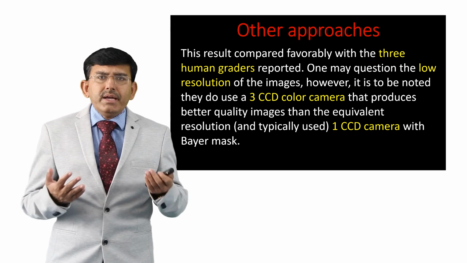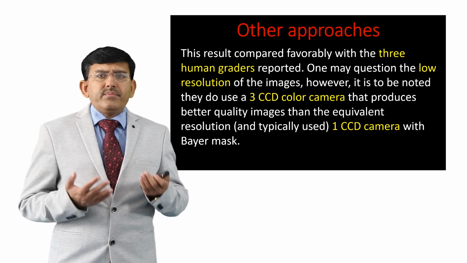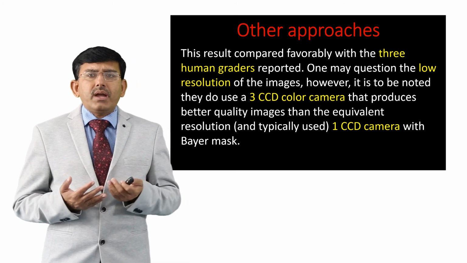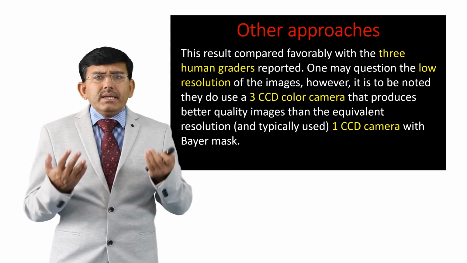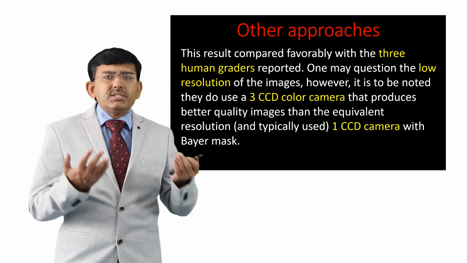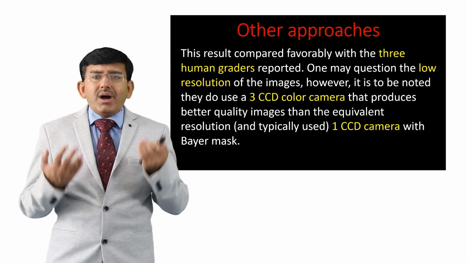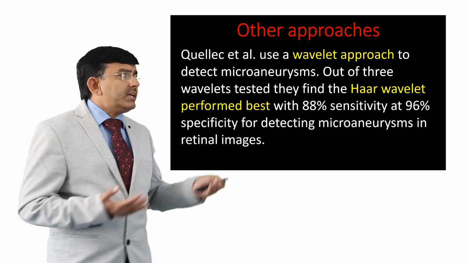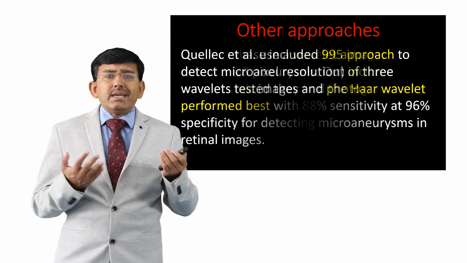This result compared favorably with the 3 human graders reported. One may question the low resolution of the images. However, it is to be noted that the use of a 3 CCD color camera produces better quality images than the equivalent resolution, typically used 1 CCD camera with Bayer mask. This is a major difference in their process of acquiring images.